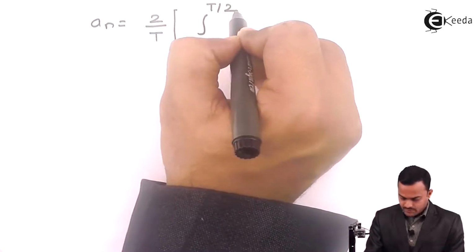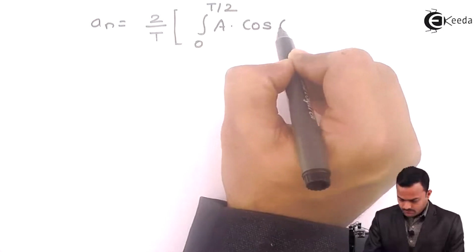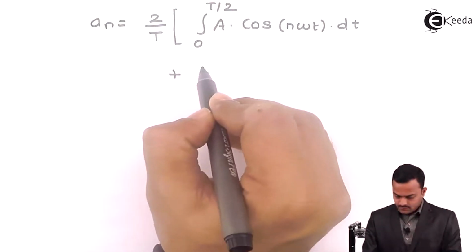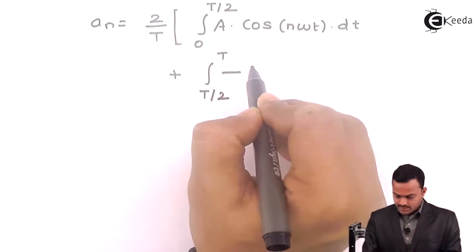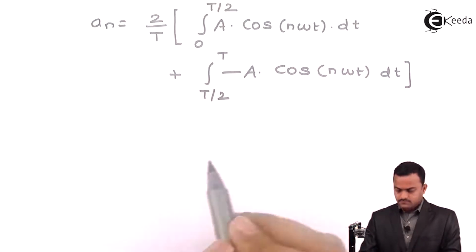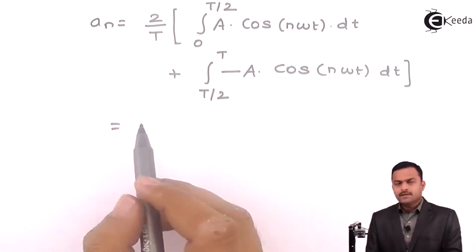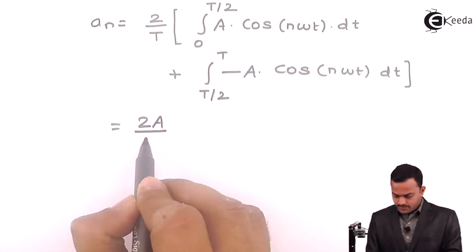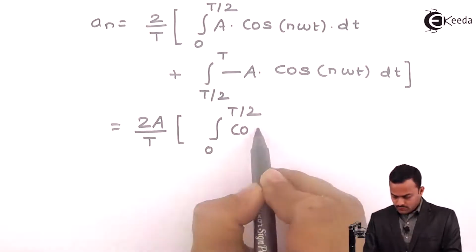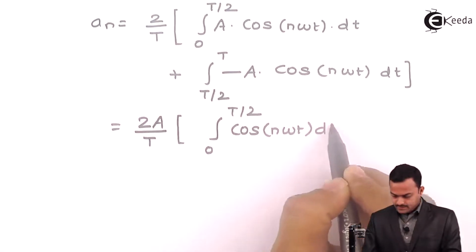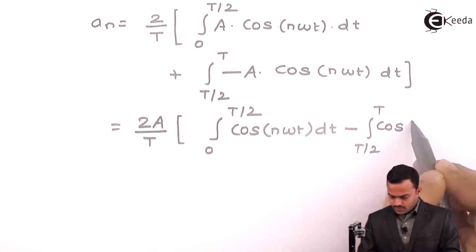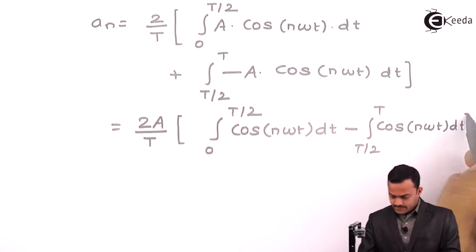From 0 to T by 2, it is having a value A, and from T by 2 to T, it is minus A. So if we simplify, A gets common, so it is 2A upon capital T in bracket, integral 0 to T by 2 cos n omega t dt minus integral T by 2 to T cos n omega t dt.